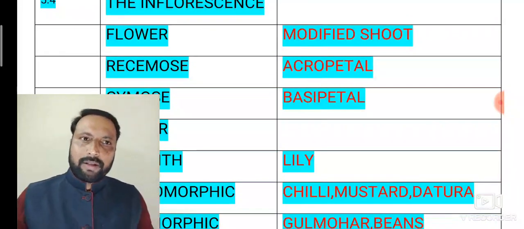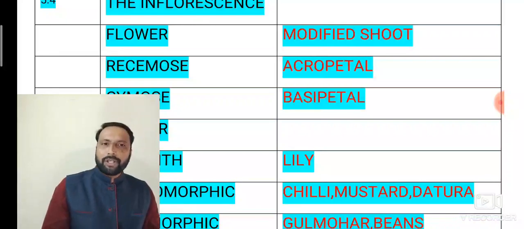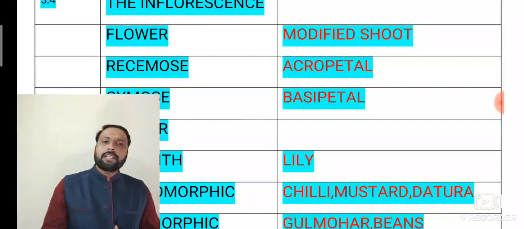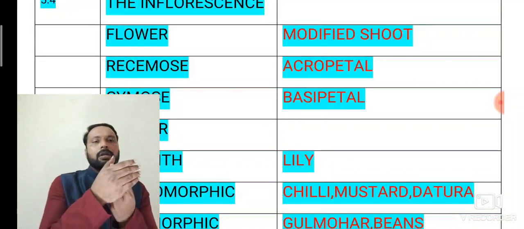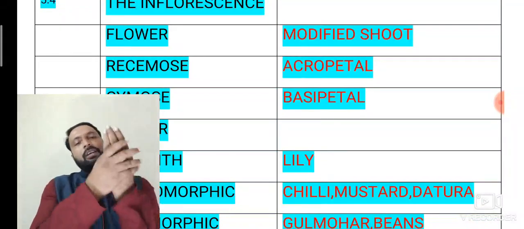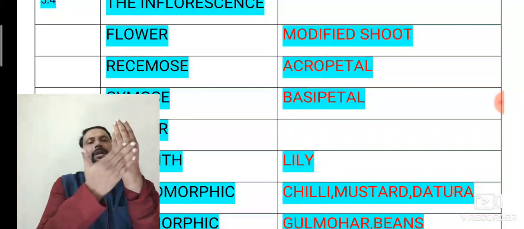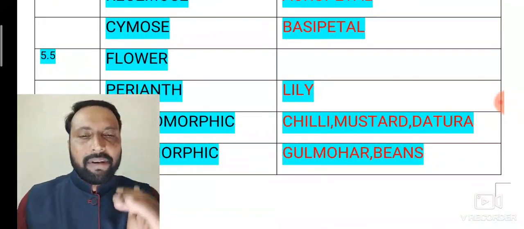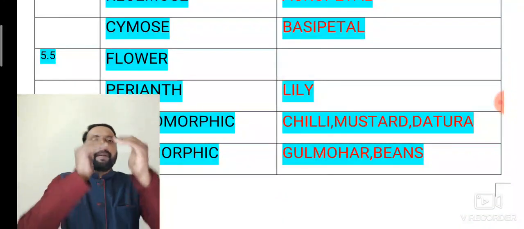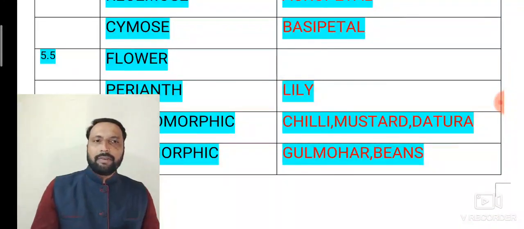When you go for inflorescence, here the flower is a modified shoot. What is the difference between racemose inflorescence and cymose inflorescence? In the racemose, the peduncle grows indefinitely, and flowers are arranged in acropetal manner. Whereas in cymose, the peduncle grows definitely, and flowers are arranged in basipetal manner. So that is the difference.